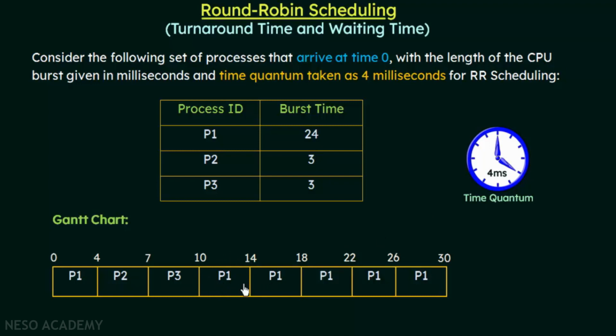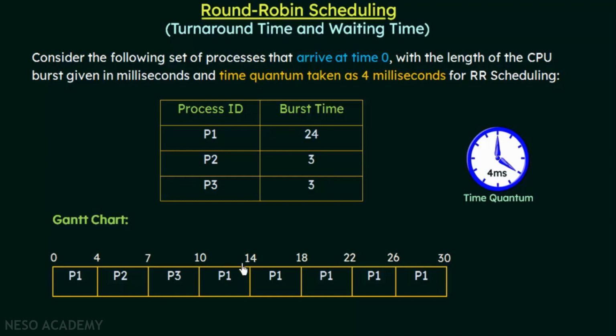Now, did P1 complete its execution now? No, P1 has not completed its execution. Let's see how much did P1 execute. P1 executed for 4 milliseconds here. Then here P1 executed for another 4 milliseconds, which is 4 plus 4, 8 milliseconds. So P1 still has a remaining of 16 milliseconds to execute. So P1 is still there in the queue.